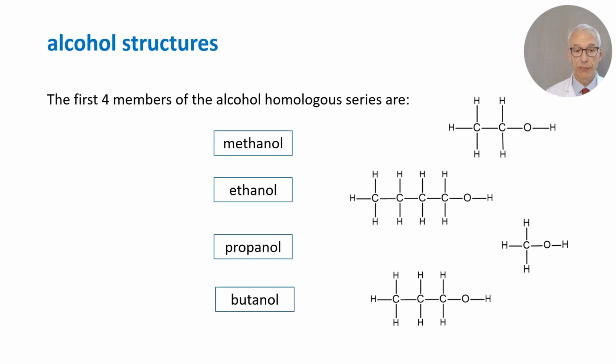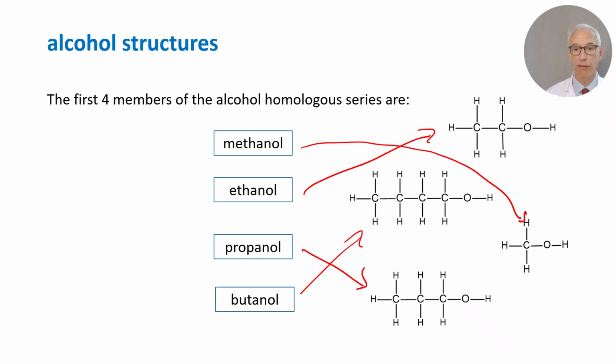Okay, so what have we got? Well, methanol, of course, has got 1 carbon. So there's the match-up. Ethanol has got 2 carbons. Propanol has got 3, and butanol has got 4.